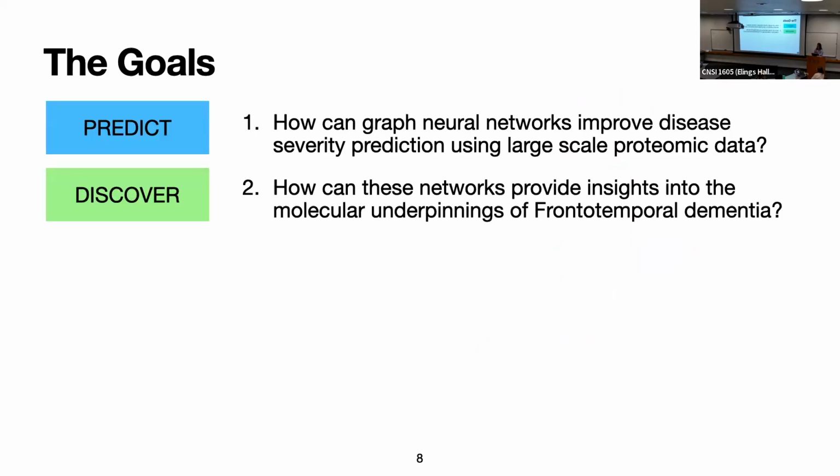So what are the goals? The first goal is to predict: how can graph neural networks improve disease severity prediction using large-scale proteomic data? And then also, how can we use these networks to discover new things? So how can these networks provide insights into the molecular underpinnings of FTD?